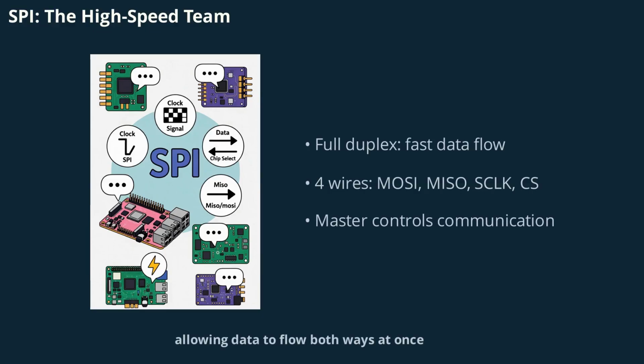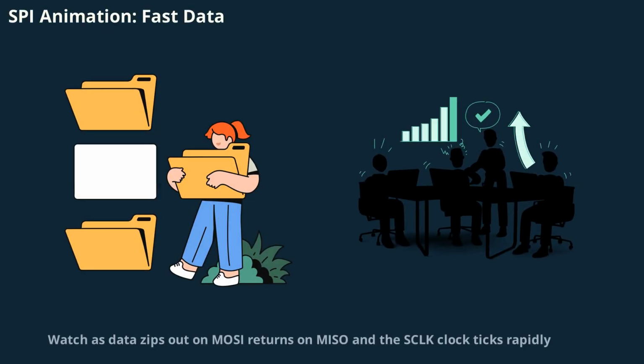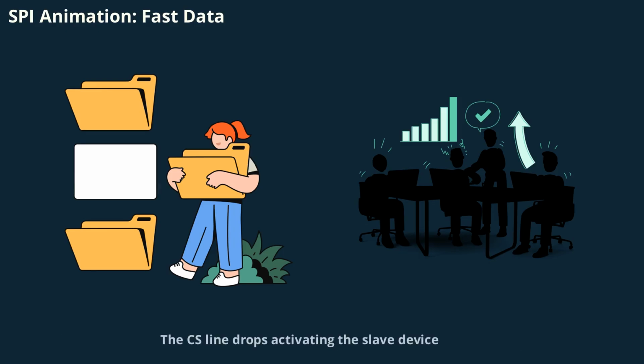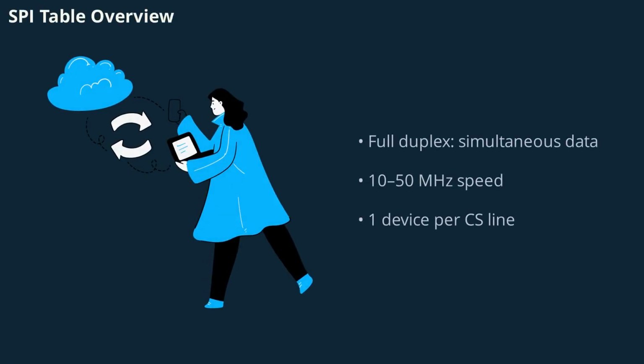SPI is full duplex, allowing data to flow both ways at once. Watch as data zips out on MOSI, returns on MISO, and the SCLK clock ticks rapidly. The CS line drops, activating the slave device. SPI's high speed, up to 50 MHz, makes it perfect for demanding tasks like reading from SD cards or driving TFT displays. Each slave needs its own CS line, so wiring can get complex with many devices, but the speed is unmatched. Here's a summary of SPI's features.